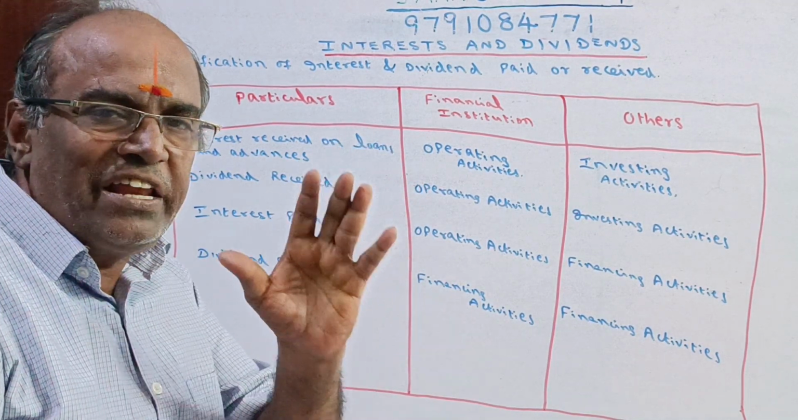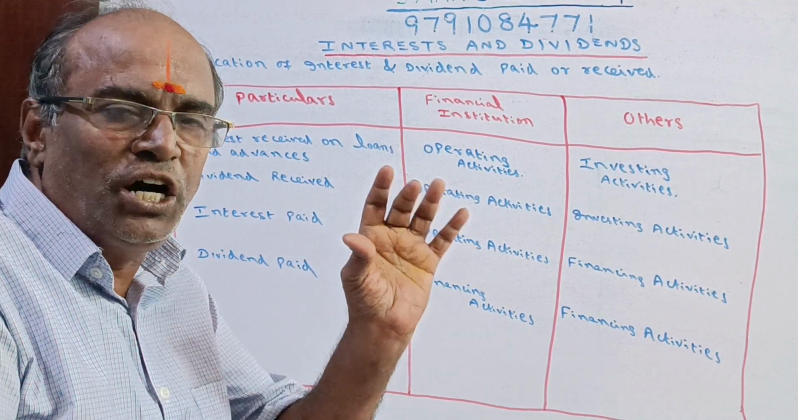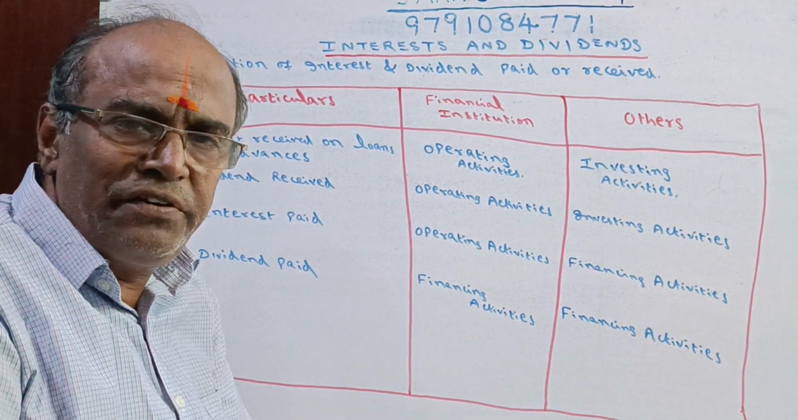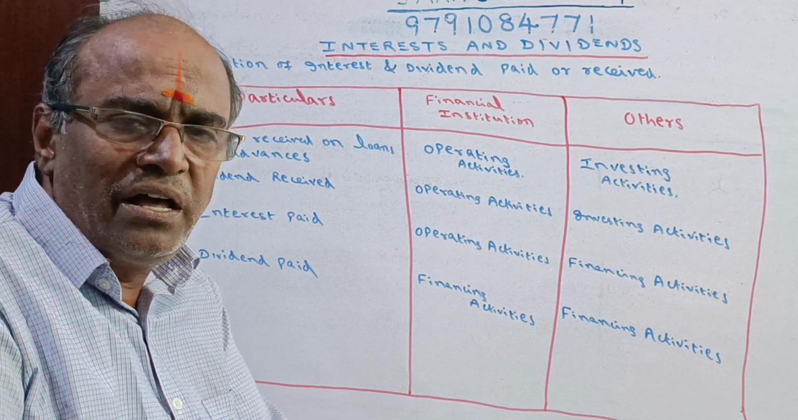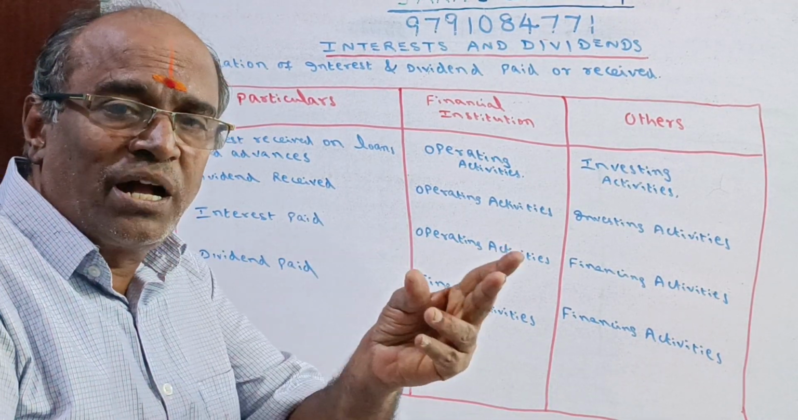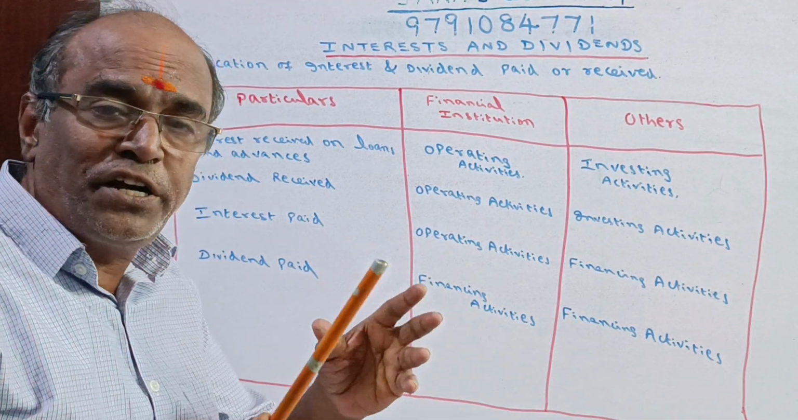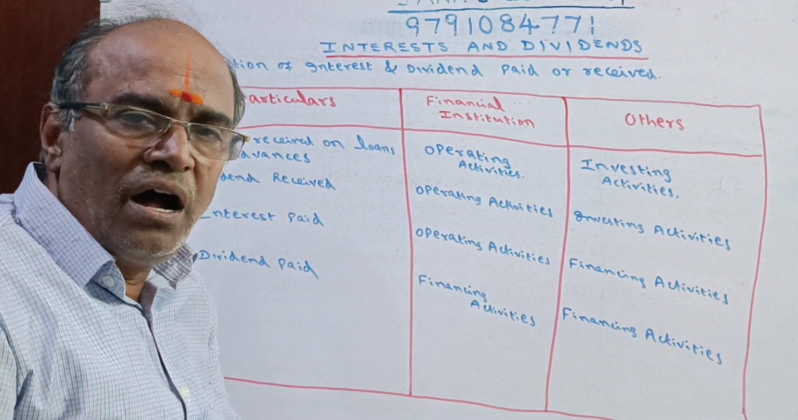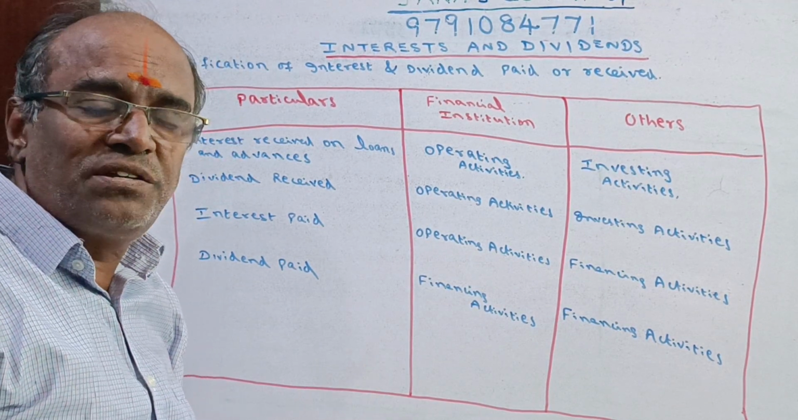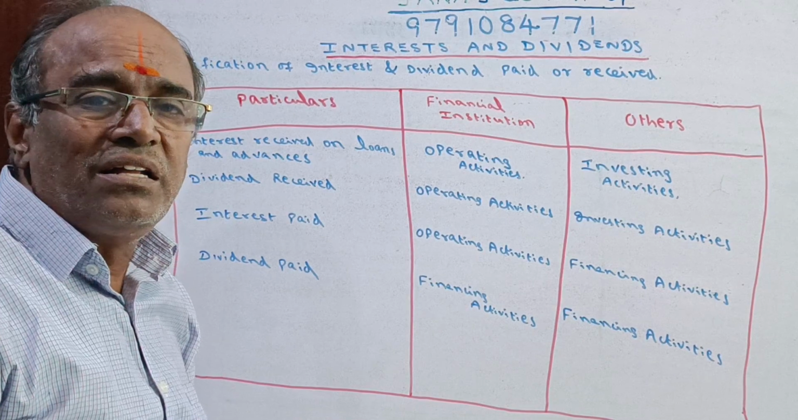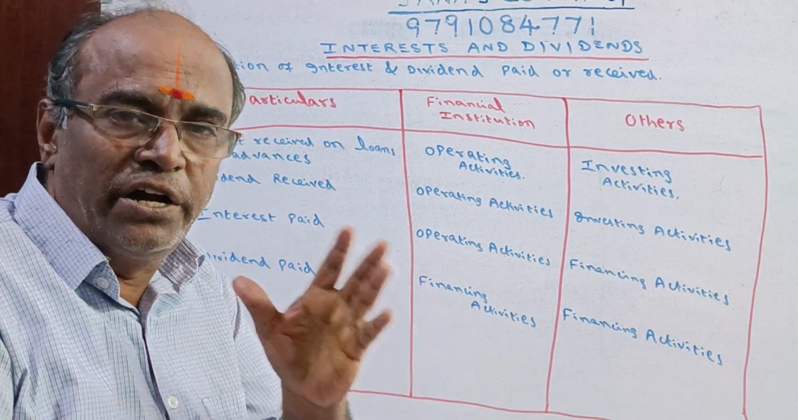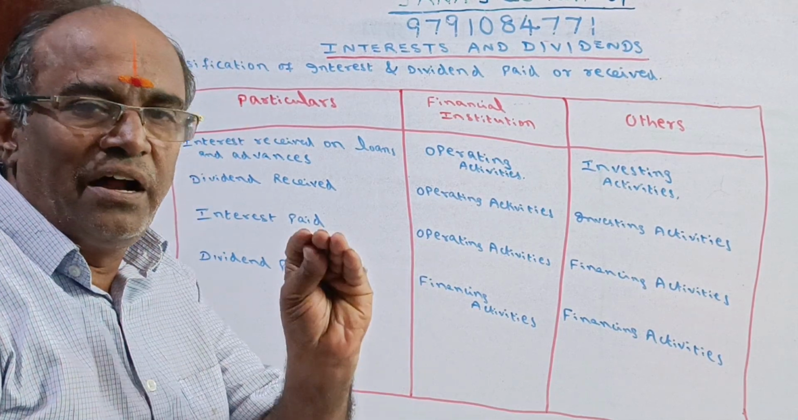Now, you are very clear about the term interest. Then, what is dividend? Dividend is nothing but a portion of the amount declared by the company out of the profit earned by the company, at the annual general meeting. The board of directors will declare some percentage to the shareholders. This is called the dividend.